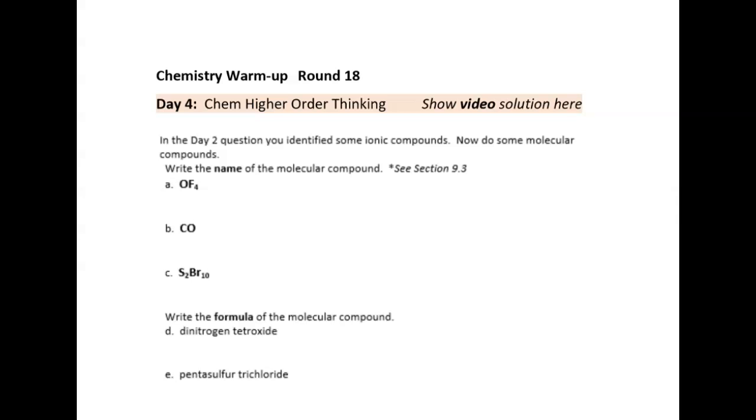Question A, we have the O for oxygen, we have the capital F for fluorine, and the F has a subscript of 4. This is oxygen tetrafluoride. To create that name, I followed some rules that we've learned about naming molecular compounds. The subscripts are used as prefixes on the words. Because of the subscript 4 on the capital F, I created the word tetrafluoride.